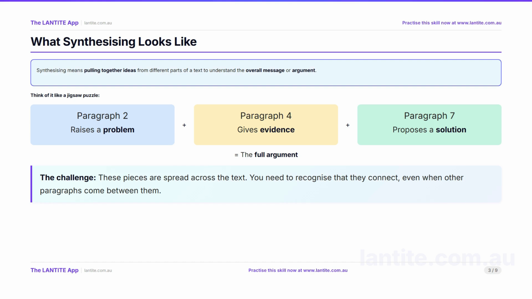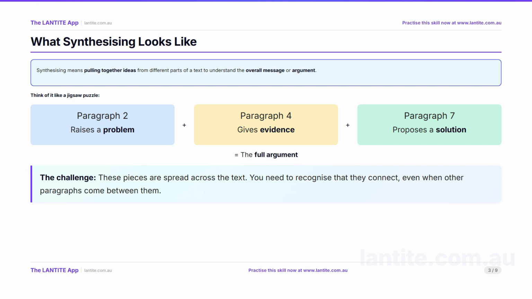So what does synthesizing actually look like? It means pulling together ideas from different parts of a text to understand the overall message or argument. Think of it like a jigsaw puzzle. Paragraph 2 might raise a problem. Paragraph 4 might give evidence about that problem. And paragraph 7 might propose a solution. Put those three together and you have the full argument.